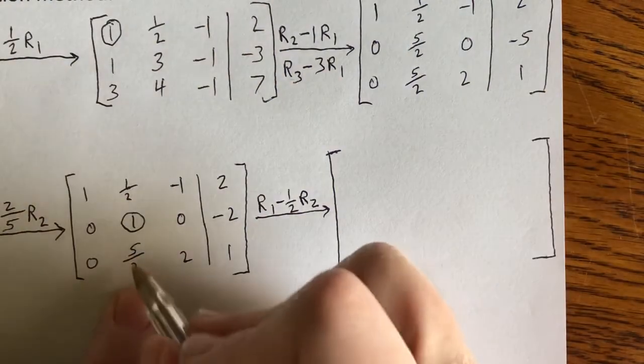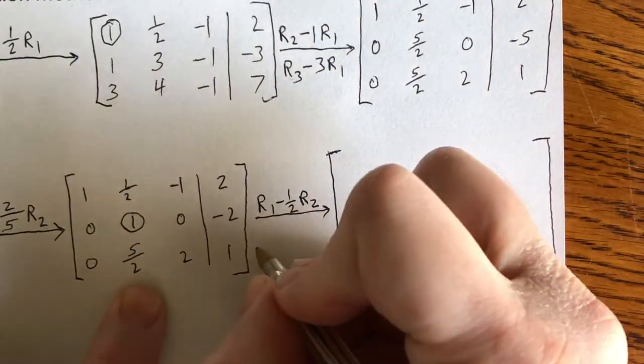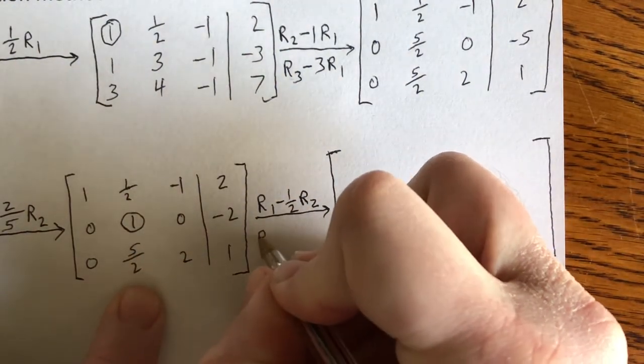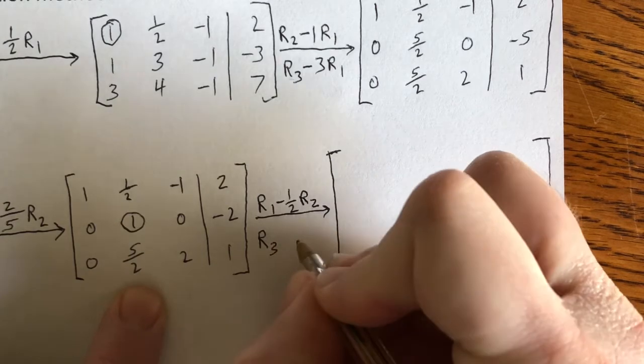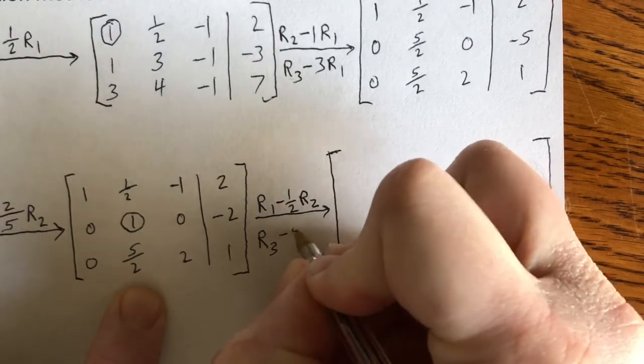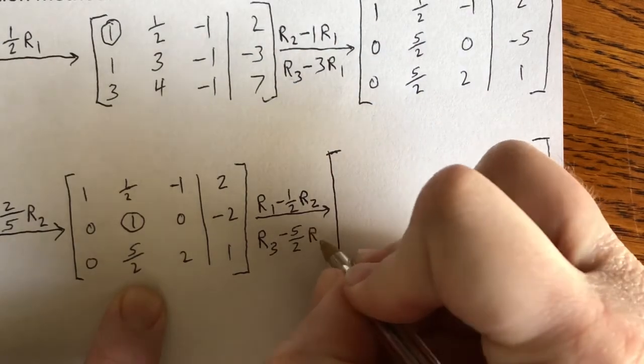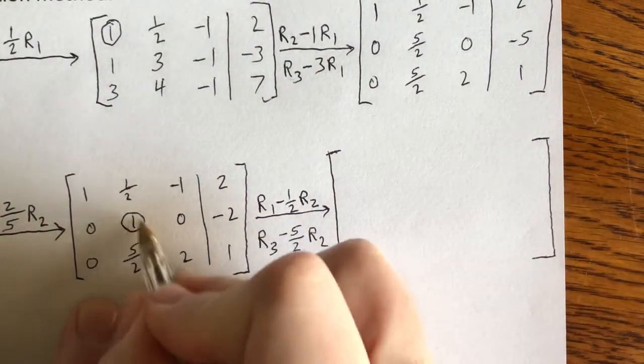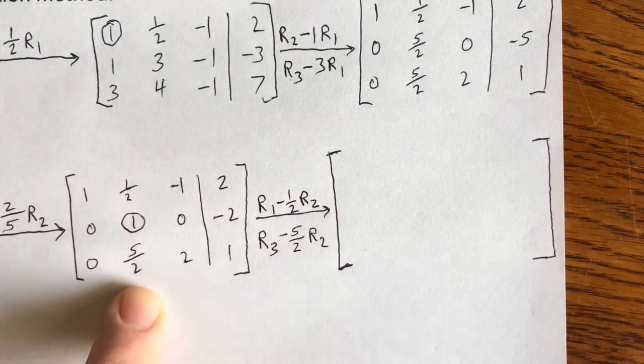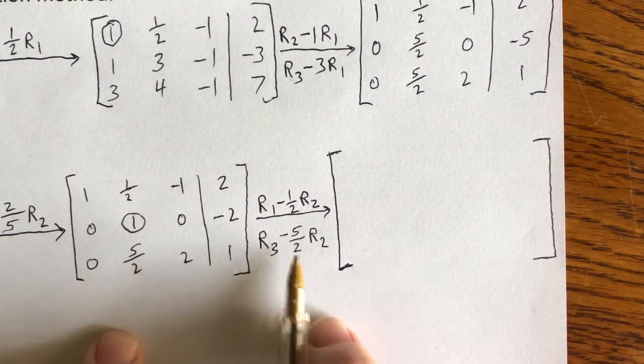All right, we also need to 0 out this 5 halves. So to do that, we write down the row that contains the 5 halves, row 3. Then we put down the opposite of 5 halves, which is -5 halves, times the row that contains this 1. All right, so I'll now use my calculator to perform both these row operations.